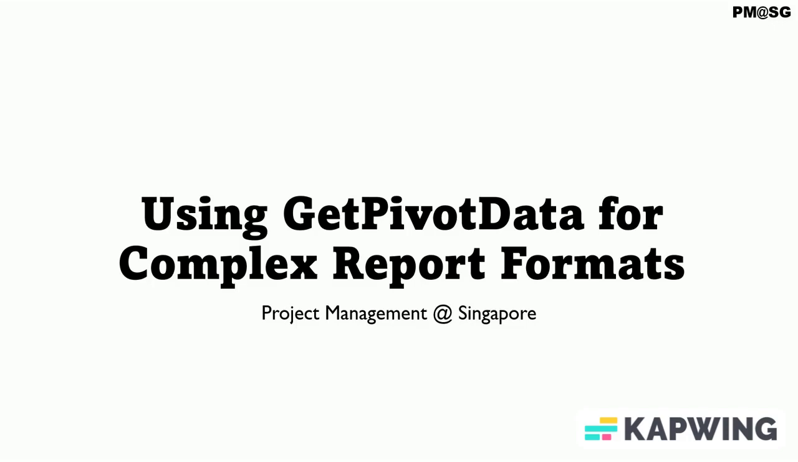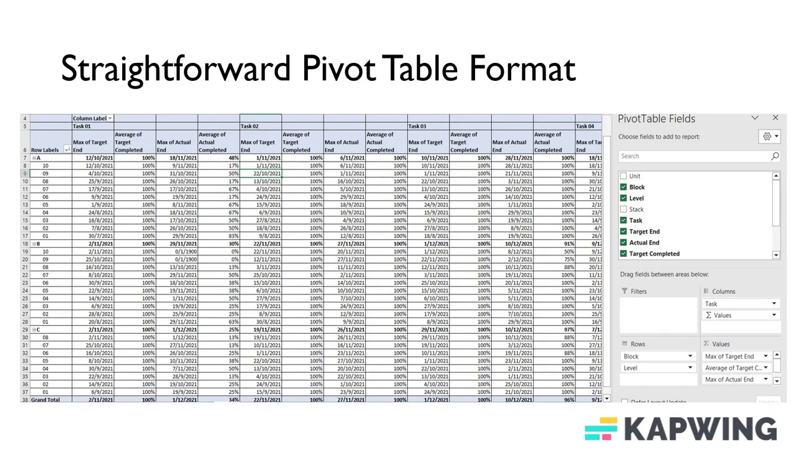This video is to show how we can use GetPivotData formula to achieve more complex reporting format. It is common for us to create matrix table reports using pivot tables, where we may have a few layers of row headers and/or a few rows of column headers with a few summary values using various types of calculations. This can be done by easily dragging the various fields to the appropriate sections to form the pivot tables.